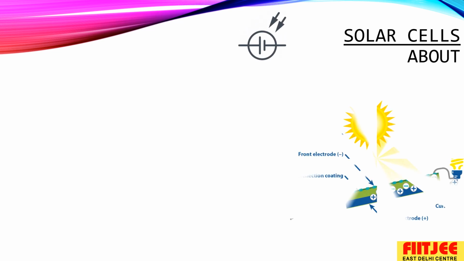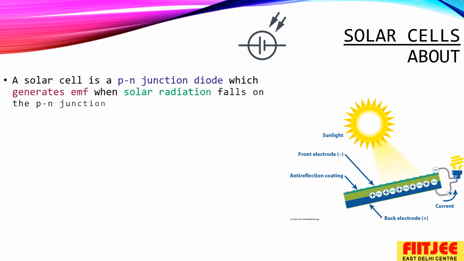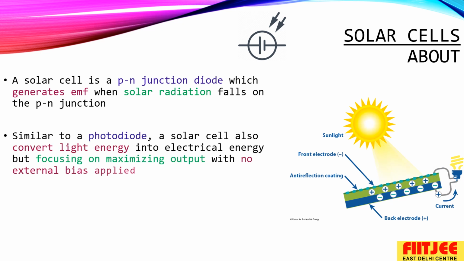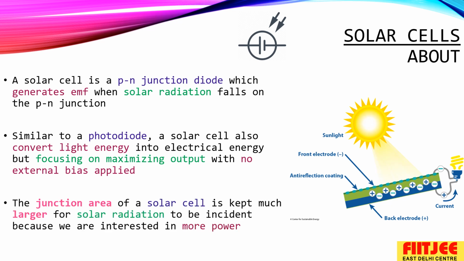Now we will discuss the solar cell. This is the symbol of the solar cell, and on the right side you can see the diagram of a solar cell in which sunlight falls on the PN junction and generates EMF. Similar to a photodiode, a solar cell also converts light energy into electrical energy, but focuses on maximizing output with no external bias applied. The junction area of the solar cell is kept much larger for solar radiation to be incident because we are interested in more power.